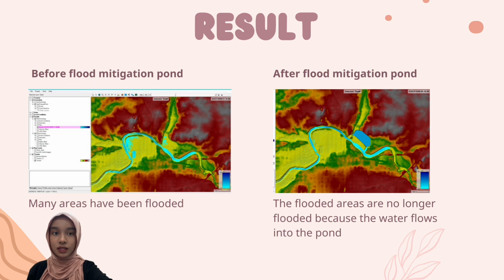Next is the results and discussion part. As you can see, these are the images of before and after the flood mitigation pond. Before the flood mitigation pond, many areas were flooded. And after the flood mitigation pond, the flooded areas are no longer flooded because the water flows into the pond.